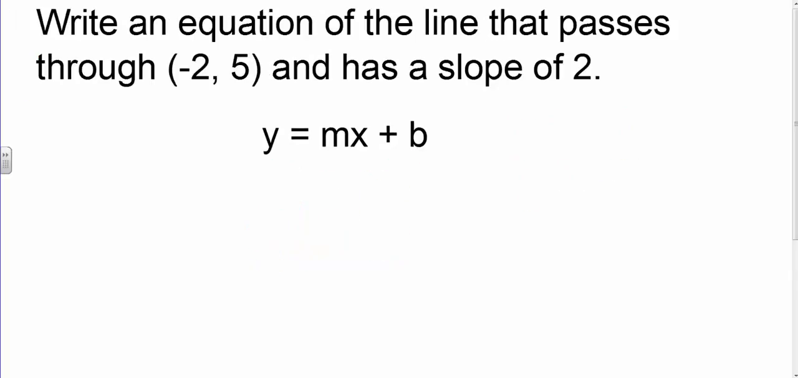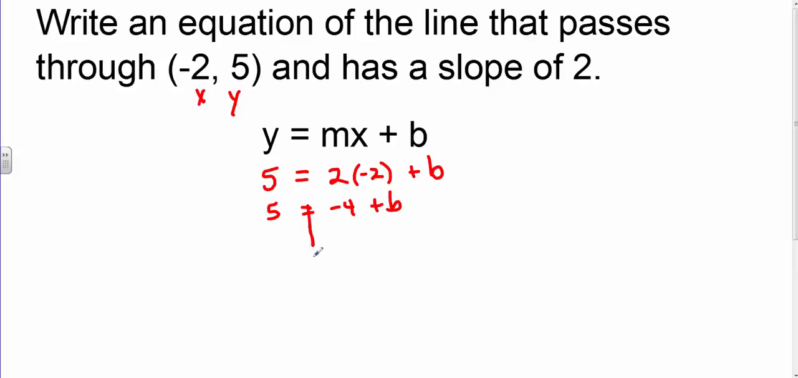Okay, an equation of a line that passes through (negative 2, 5) and has a slope of 2. Same process, our x and the y coordinates. The y is 5, the m is 2 because of the 2 here. The x is negative 2, and then we're going to find out what b is. So now 5 is equal to negative 4 plus b. Add 4 to both sides. And that gives us 9 is equal to b.